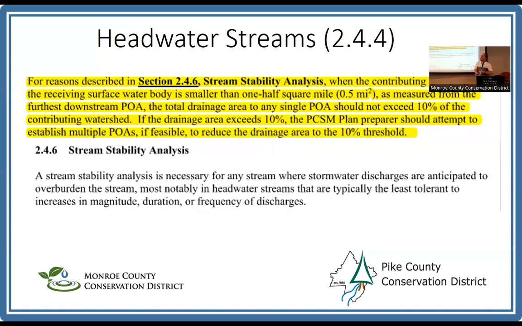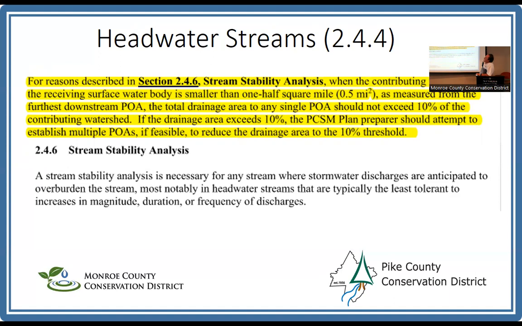Headwater streams. Again, they talk about doing the stream stability analysis, which we'll talk about a little bit in a second. It's saying here that if your receiving surface water is less than a half a square mile as measured at the furthest POA, so your site has a headwater stream with a drainage area of 300 acres, then the total drainage area to any single POA should not exceed 10% of the contributing watershed. So if you're looking at a half a square mile, 300 acres, you should not have more than 30 acres to any one POA.